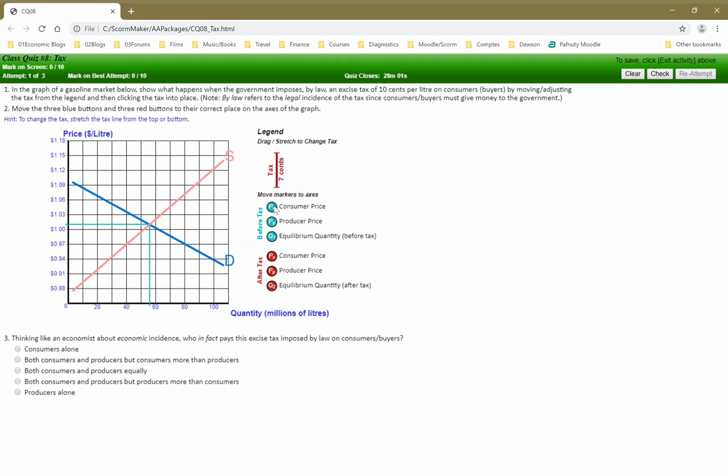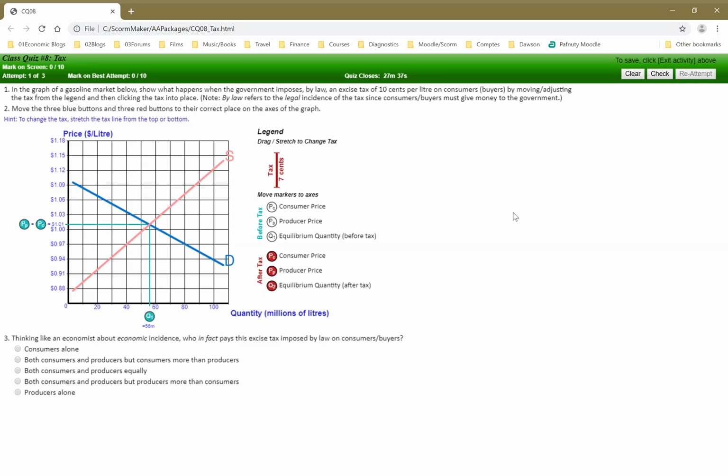So we can put this consumer price at about $1.01, and there's no difference between the consumer price and the producer price, so we can put two prices here, and the quantity bought and sold is around 56 million liters. This is before the tax.